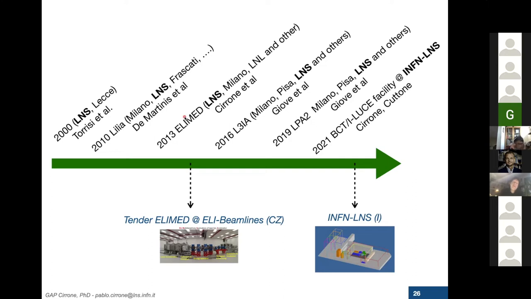Then there was the ELIMED project for 3 years that brought basically to the realization of a small prototype of a transport system that was then realized and installed in ELI. I will show you the status of this in the next slide. And other experiments like L3IA and LPA2, two experiments again led by the Milan group, where we worked in collaboration with the Pisa facility to accelerate and optimize the proton acceleration. And now we are starting this adventure with the ILUCE facility.